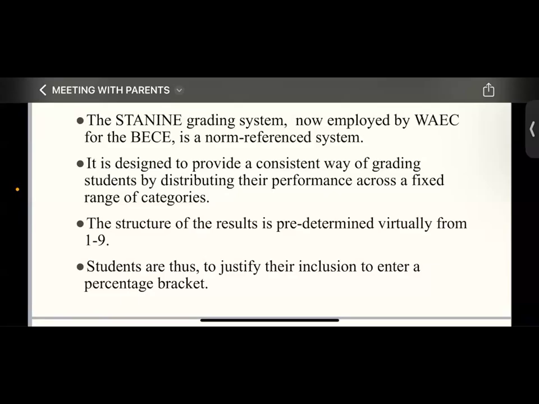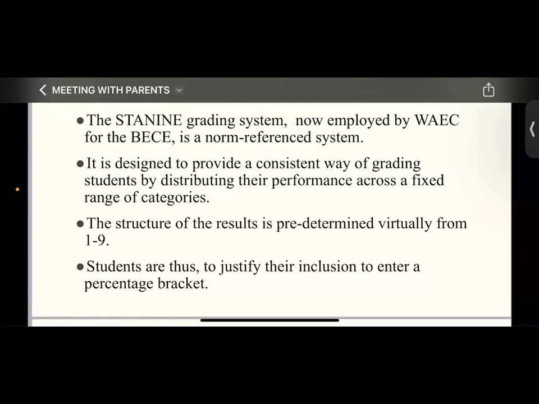So if I pick social studies, I've been a social studies teacher all my life, so I'm a bit biased when it comes to that subject. What happens is that if the 1 is pegged at, let's say, 90 to 100 for social studies, every child that gets 90 and above will be given a 1. That is the percentage-based Stanine system.